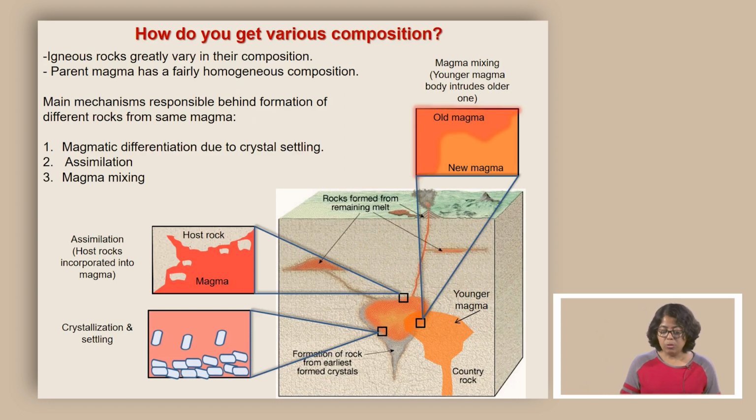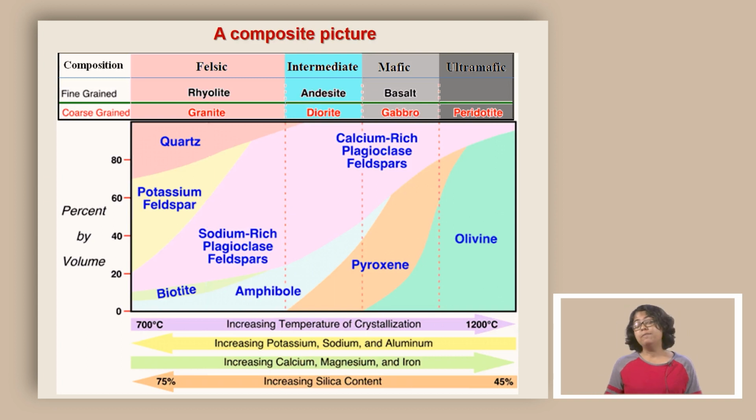quite different. So, because of these three interlinked mechanisms, we do find this high variety of igneous rocks, although the original parent magma has a fairly homogeneous composition. So, to wrap up everything in terms of the composition, the texture, and where we find it, this picture gives us a pretty comprehensive pattern of the igneous rocks.